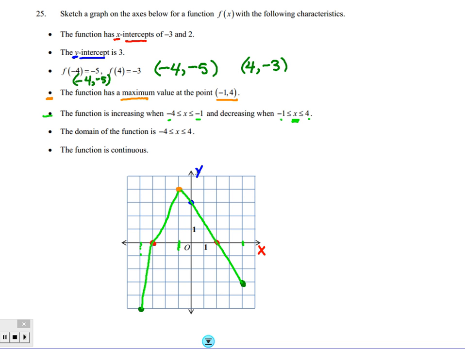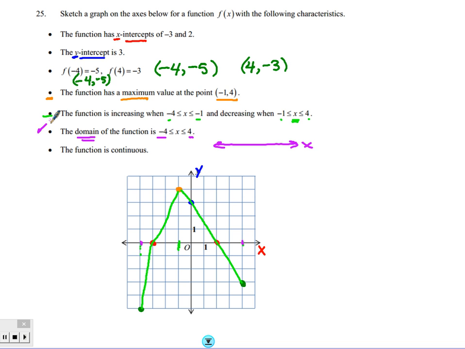Let's check them. The domain of the function is between -4 and 4. Remember, dance on the domain. You can dance on the x-axis because it's flat. So dance on the domain. Domain is -4 to 4. Did we start at -4? Yep. Did we stop at +4? Yes, we did. So we're good on that one.